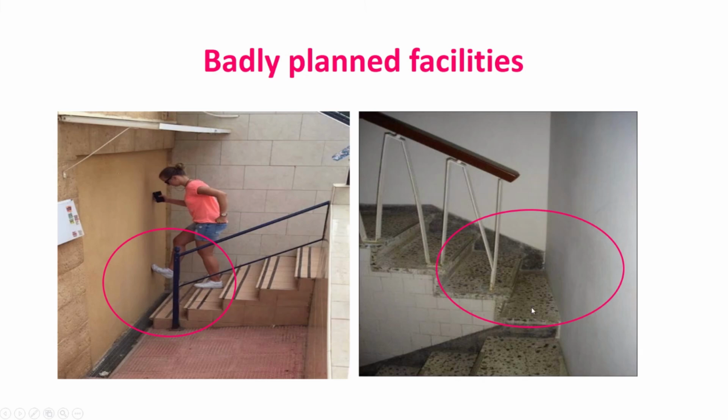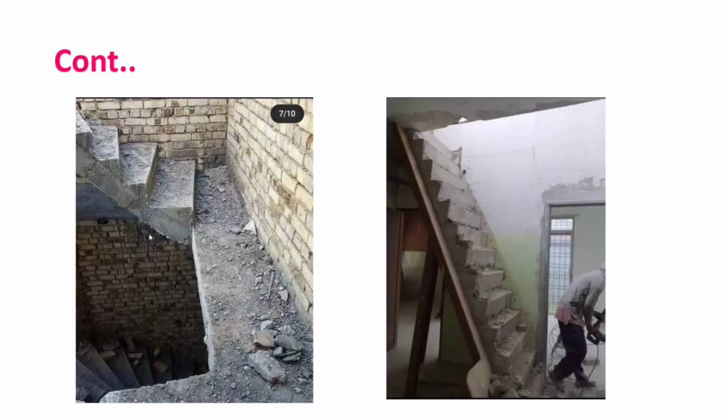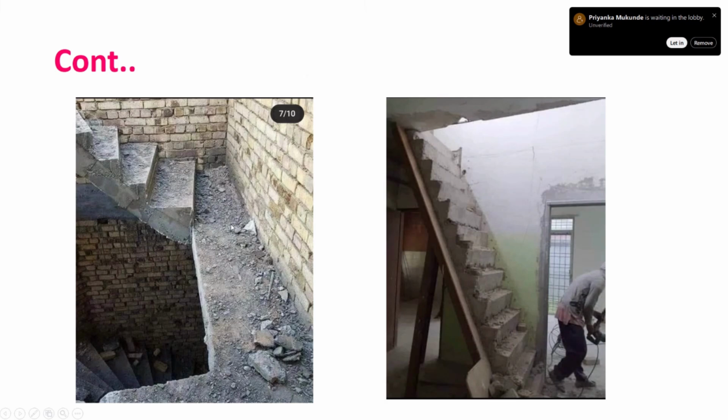On the right side you can see another photograph. The landing portion of the staircase is missing, and many times you must have seen this. This happens when we are not able to supervise the works properly. Now on the left side, this is a landing. As you can see the width of the landing, and how the cast in situ work of the staircase has been done, I cannot understand what the problem was as to why they have gone for these types of constructions.